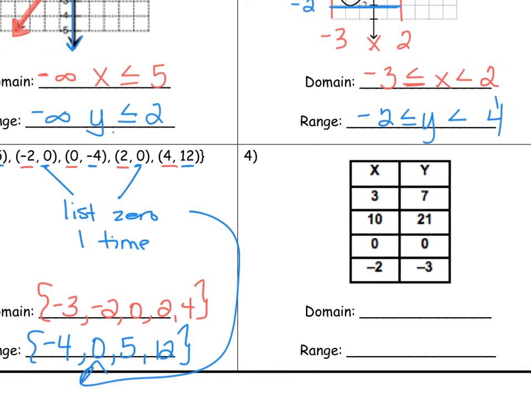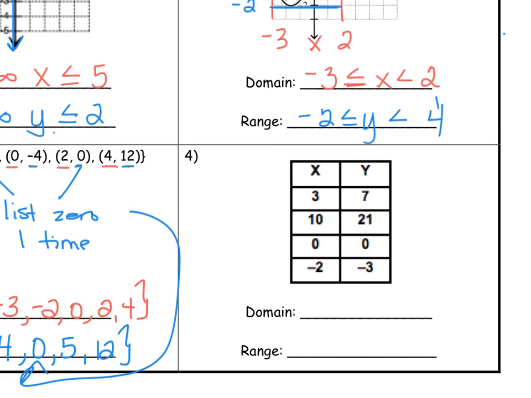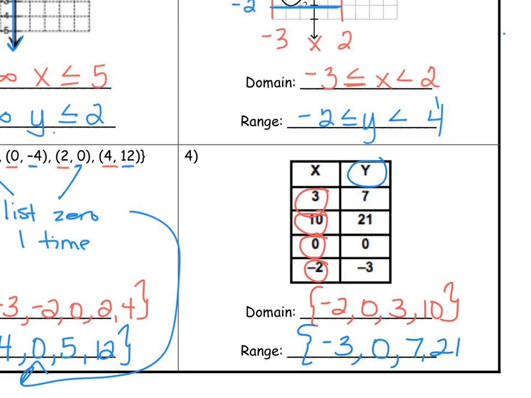Okay, go ahead and list the domain and range for number 4. Pause the video and then check your answer. Okay, I know this is a function. My domain are my x values and they're all different. And again, I'm going to list them in order from least to greatest. So -2, 0, 3, and 10. And my range are all my y values from least to greatest: -3, 0, 7, and 21.